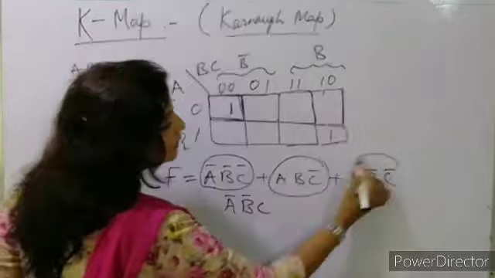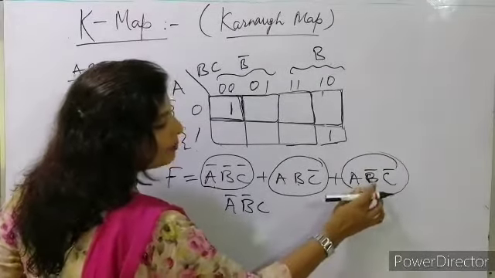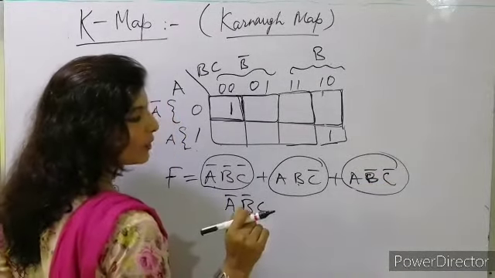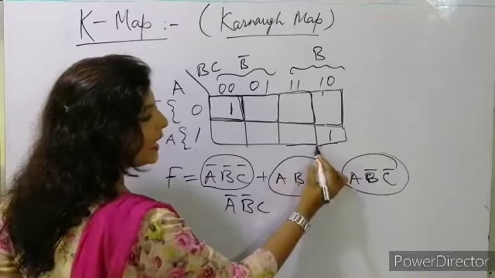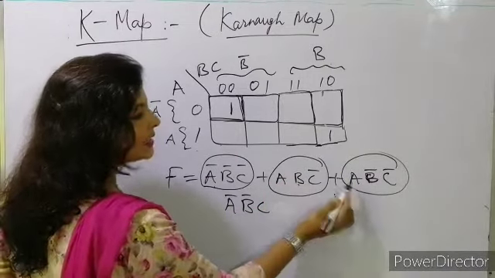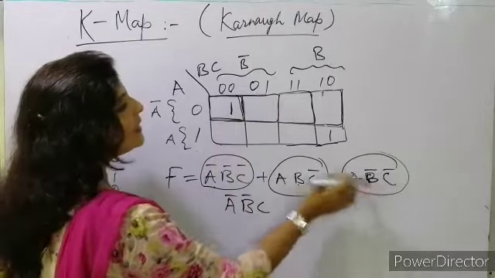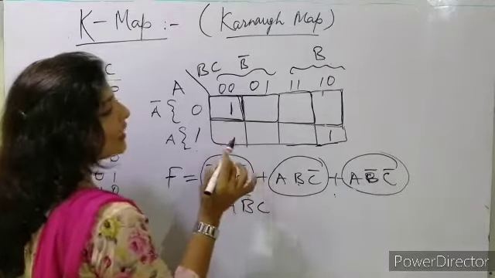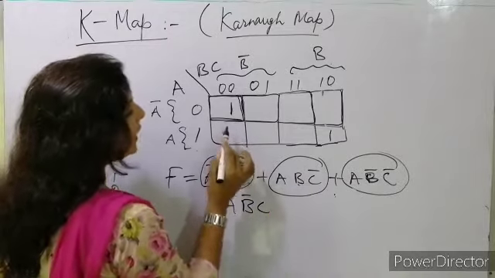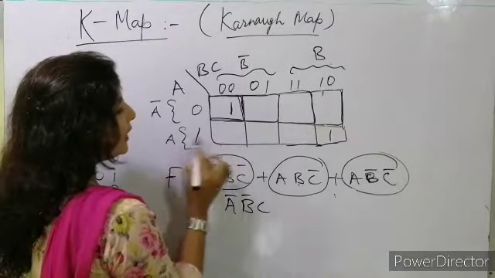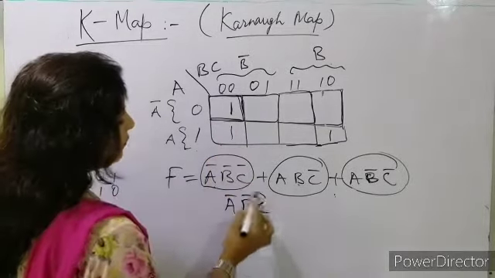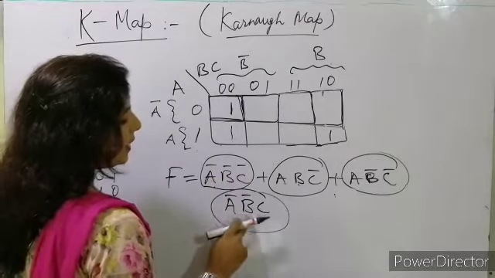Now next for this min term, A, B bar, C bar. A is positive here, B bar means this side, these 4, and C bar. B and C both should be 0, and A is 1. Okay, now for this one, A bar, B bar and C.